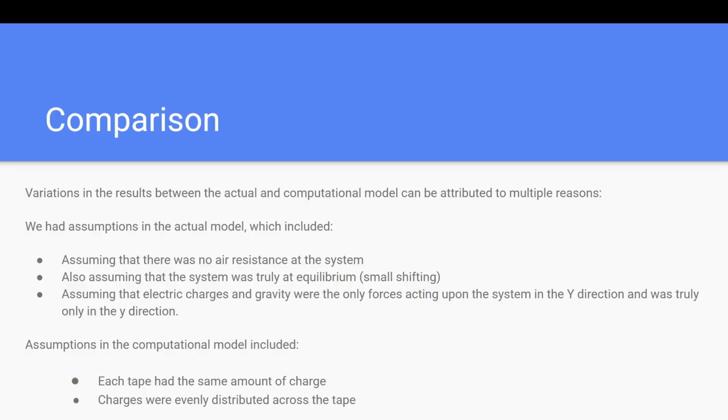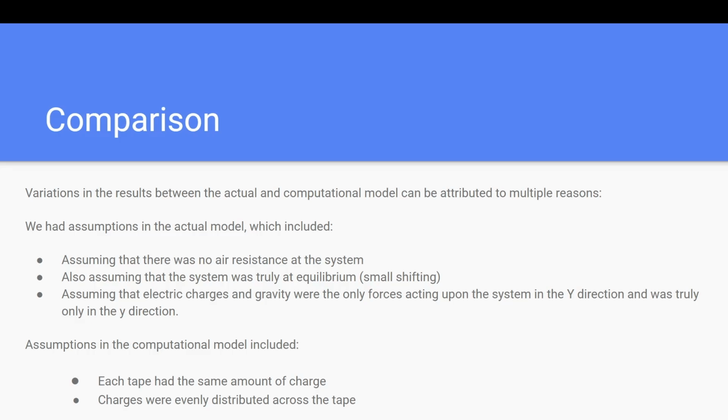The comparisons of the variations in the results between the actual and computational model can be attributed to multiple reasons. We had assumptions in the actual model, which included assuming that there was no air resistance in the system, also assuming that the system was truly at equilibrium, and then assuming that electric charges and gravity were the only forces acting upon the system in the y direction. It was not truly in the y direction, so we had a cosine and sine component that was lost.